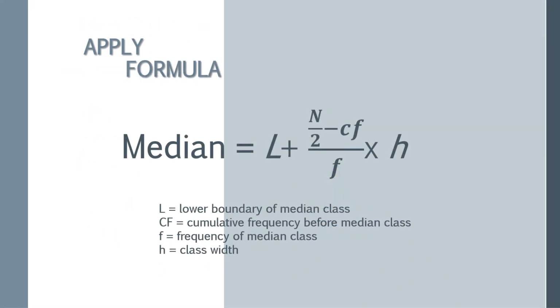To find the median of grouped data, we use the median formula. Here, L represents the lower boundary of the median class. CF is the cumulative frequency before the median class. F is the frequency of the median class. And H is the class width.